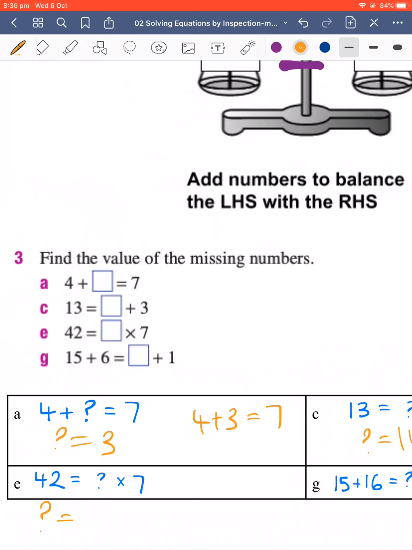So we've now got 42 equals some number multiplied by 7. So if I try 7 times 7, that gives me 49. No, that's too high, but it's quite close. It's actually 7 off, so I'm going to try 6. Let's double check. 42 equals 6 times 7. 6 times 7 does indeed equal 42, so that statement is true.